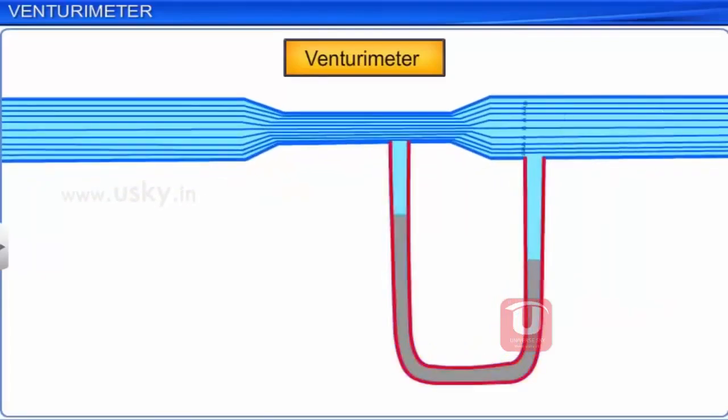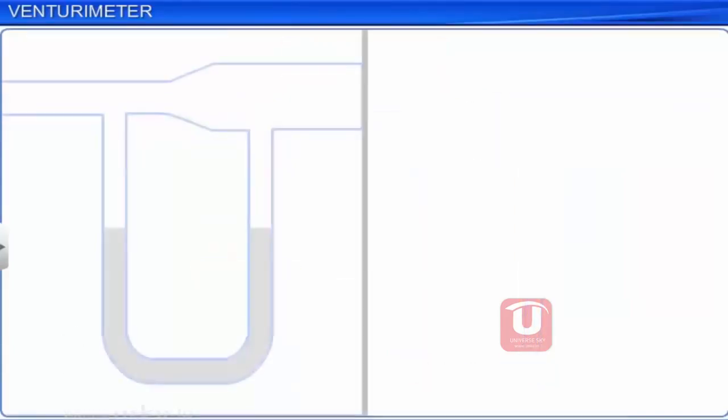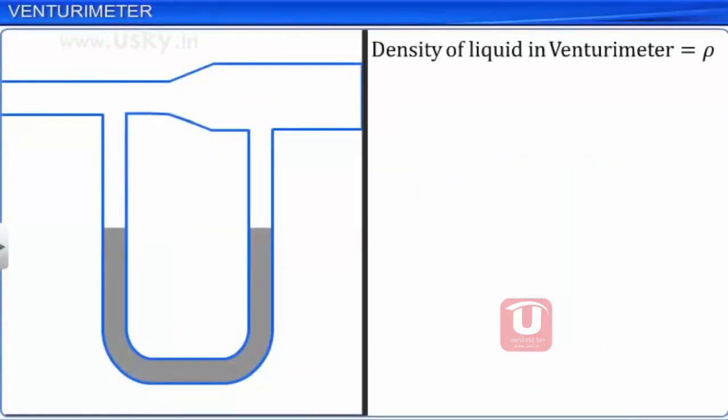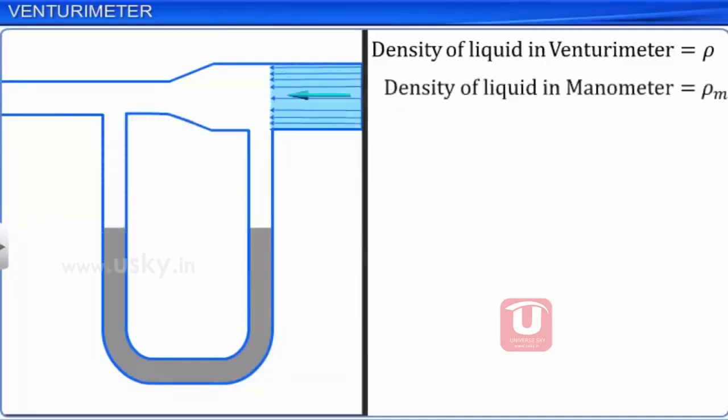A manometer in the form of a U-tube is attached to it, with one arm at the wider neck of the tube and the other arm at the narrow point of the constriction. To gauge the speed of flow, the manometer contains a liquid that cannot mix with the liquid flowing through the venturimeter tube. Consider a liquid of density ρ passing through the venturimeter tube with a steady flow. Let ρm be the density of the liquid in the manometer.